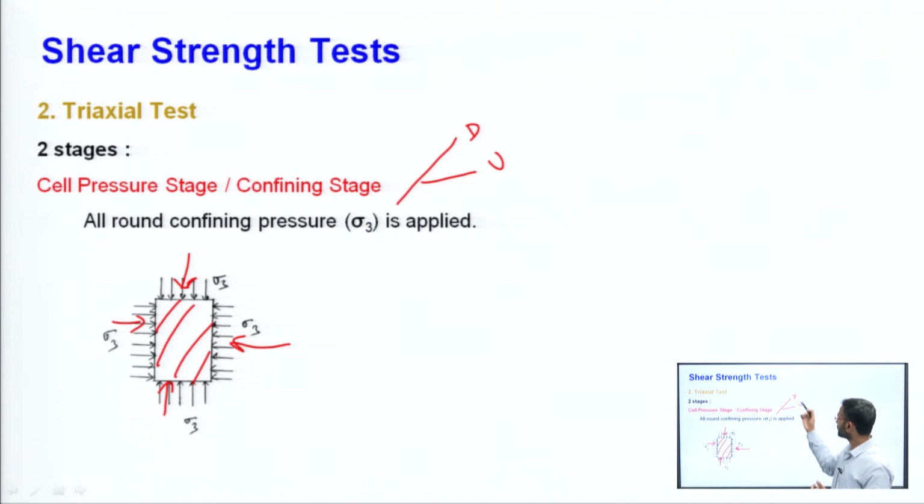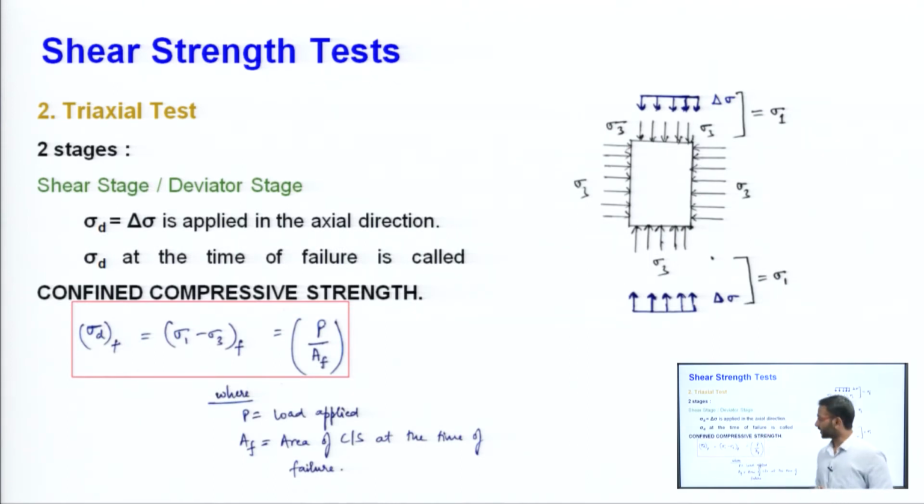Okay, so we will see what happens when the drainage is allowed and what happens when the drainage is not allowed. Okay, what happens in the second stage?